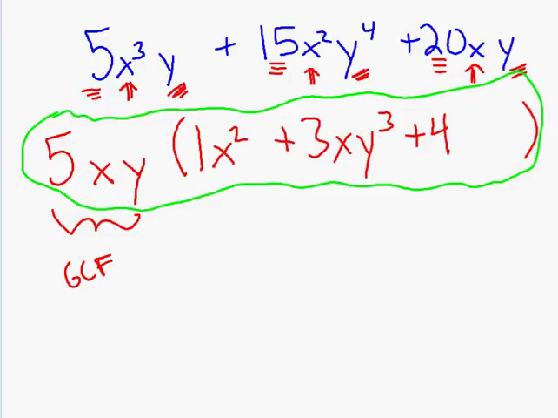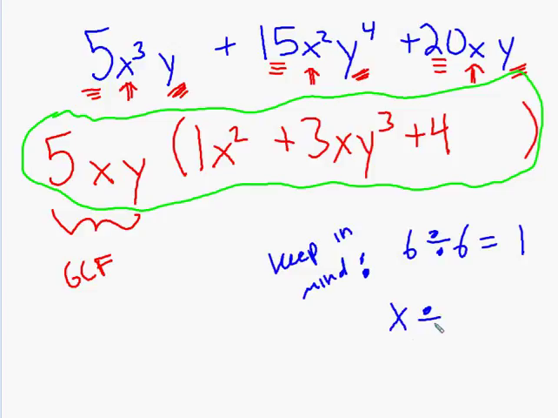Now, before we do the next example, keep in mind, what's 6 divided by 6? 1, not 0. Then what is x divided by x? 1. Okay, y. Let's take a look.